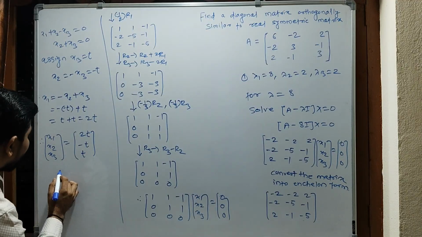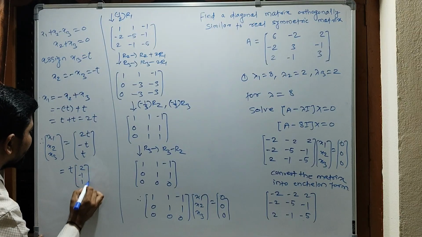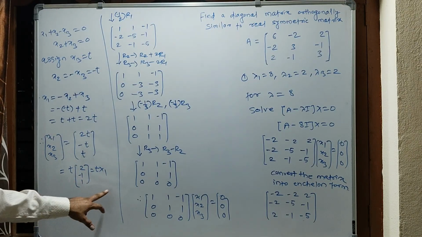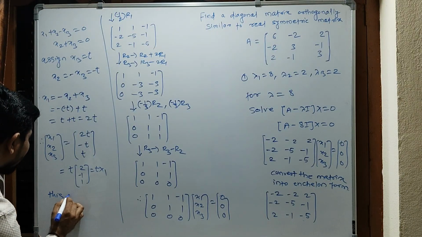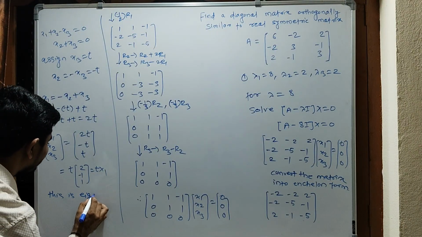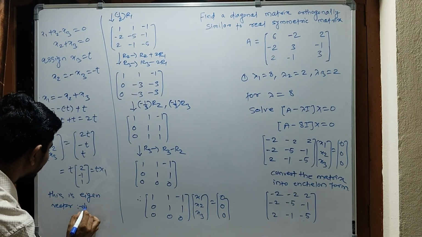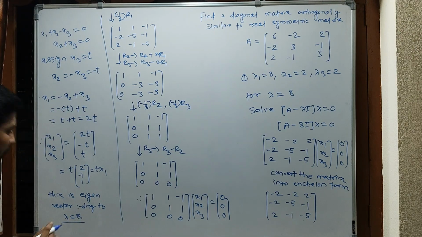So which is equal to, I will take t common, t times 2, minus 1, 1. So for the sake of argument, let's say this is the eigenvector corresponding to lambda equal to 8 eigenvalue.